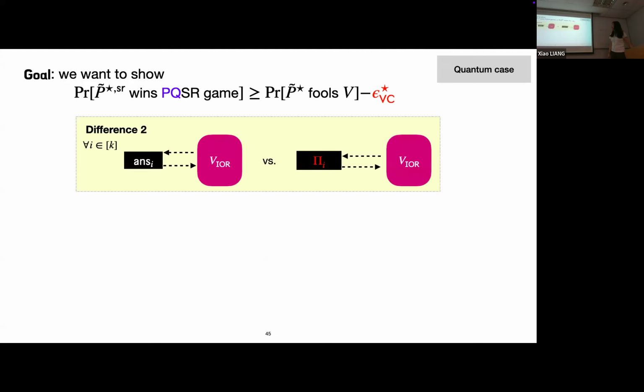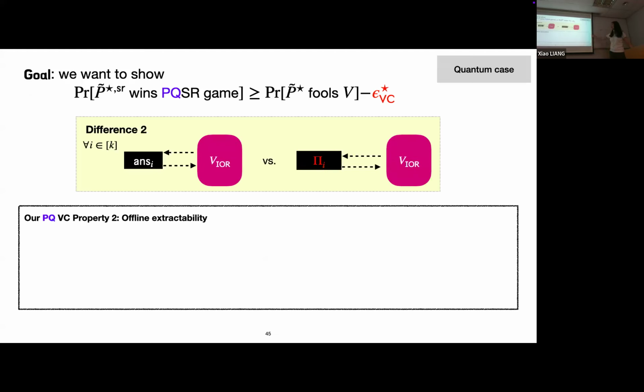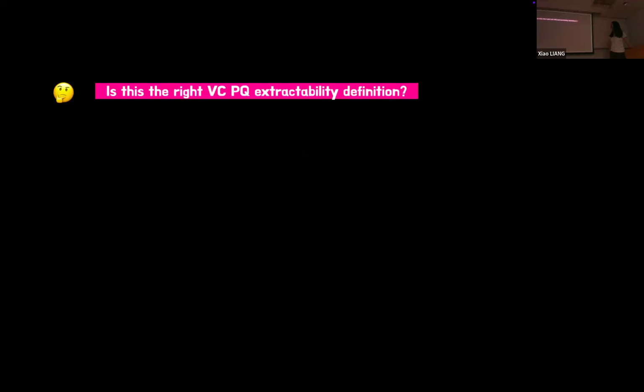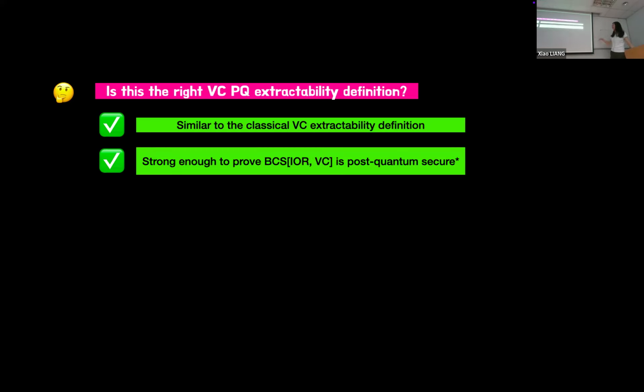And the second difference is, as before, the offline extractability, almost nothing changed. And finally, why is this the right definition for VC post-quantum extractability? So first of all, it's similar to the classical VC extractability definition. And second, it is strong enough to prove that BCS is post-quantum secure.